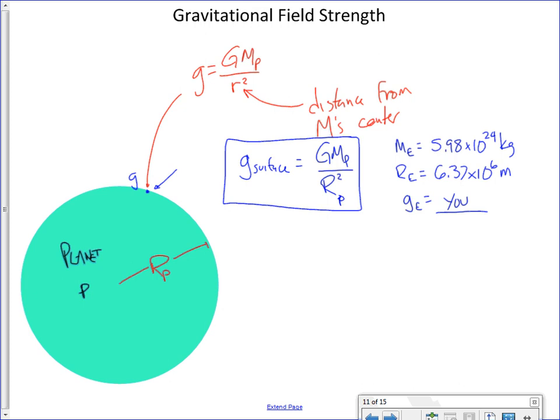But let's look at a place there, where this is 2R planet. Well, what would happen to g here at this place in space, not a mass, right? This place in space, here we would have g is, again, G, mass of the planet over how far away from the planet's center you are.